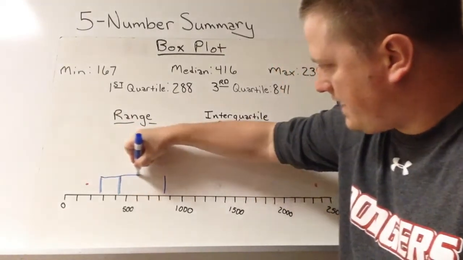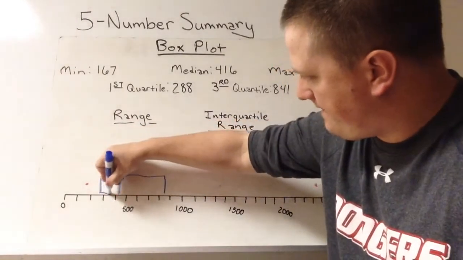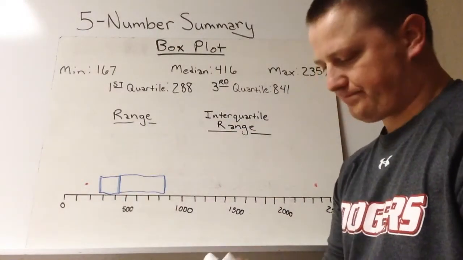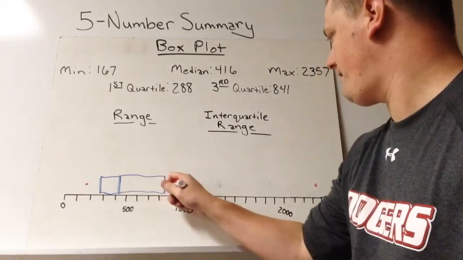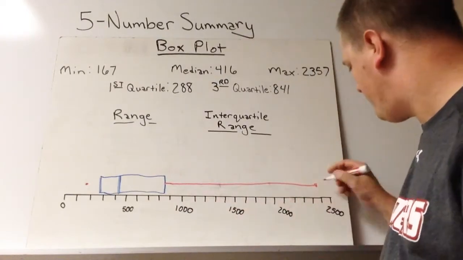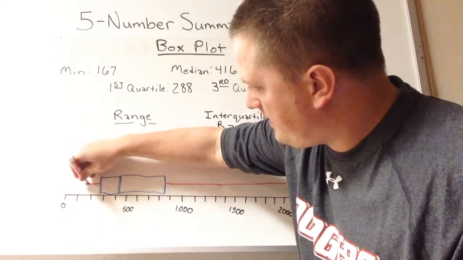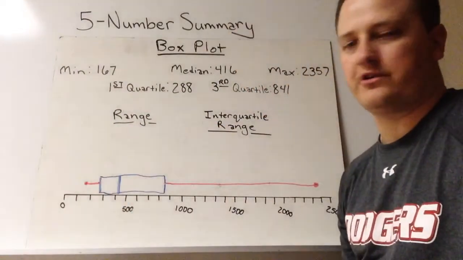And we just connect these to make a box. And then we connect to our min and max, and those are known as our whiskers.